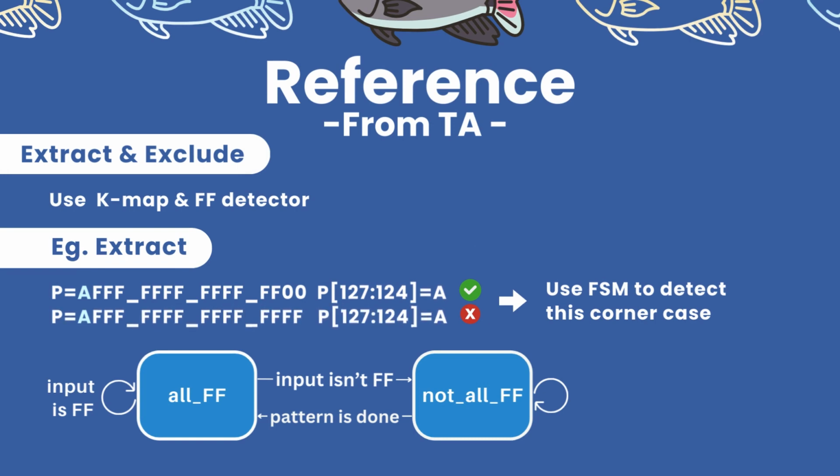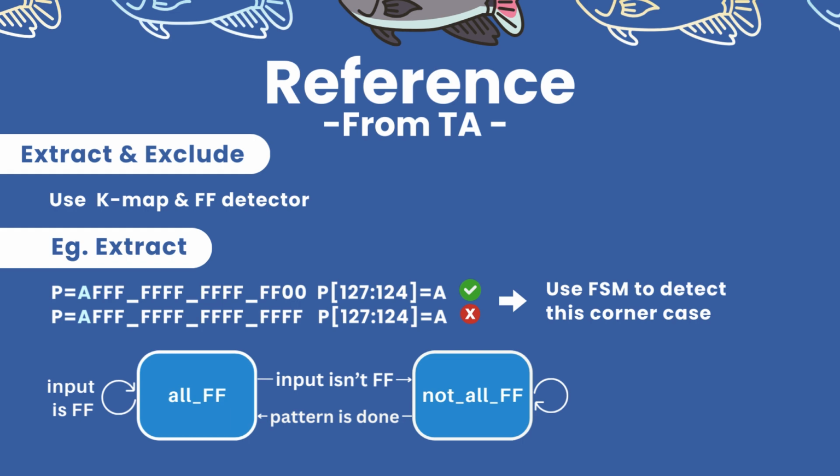For example, for extract mode, if the pattern equals A and then all F and then the last ones are 0, 0, if we only detect the first 8 bits to be A, then it will be correct because this pattern is in the range of extract. But if we use the same method to see whether the first 8 bits is A or not, you can see that for the second pattern, A and then all F, the first 8 bits is also A, but this is not in the range of the extract because it is equal but not smaller. So we use an FSM to detect this corner case.